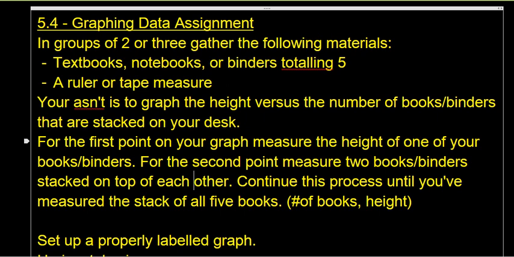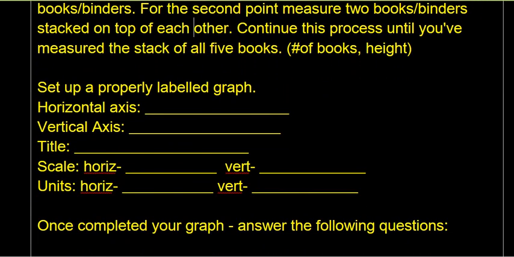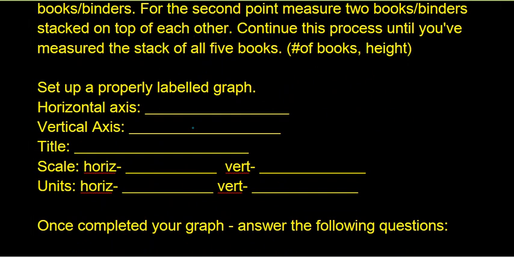Pretty simple, right? So again, it does not have to be all textbooks. It'd actually be better if the books were slightly different, but not necessary. If you have three textbooks, that's fine. Continue this process until you've measured the stack of all 5 books. So you're going to come up with some points, and again, there's going to be number of books and height. So if it's 1 and 4 centimeters, let's say, or 2 and 6 centimeters, 3, 7.3 centimeters. Be as exact as you can to 1 decimal place for the heights.